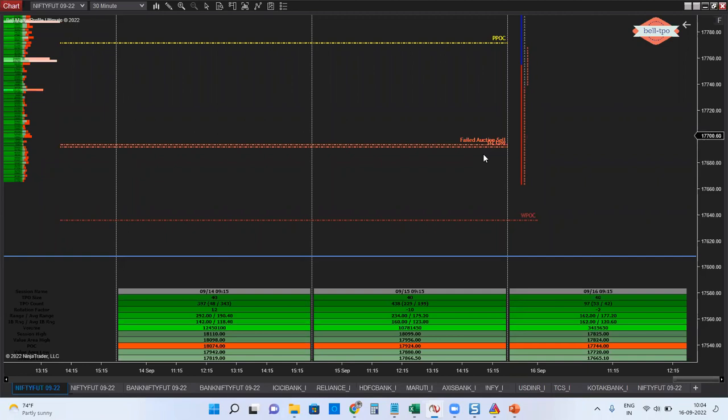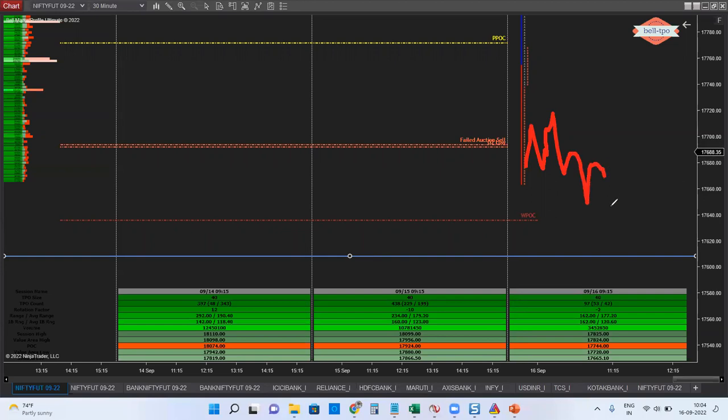But here the context is not the failed auction, because the failed auction is no more a reference. We managed to keep it only for 5 days. But the context is the 17,610 levels. So maybe a reasonable liquidation has happened. Now maybe rotation price might try to find some balance, and then slowly start coming down.